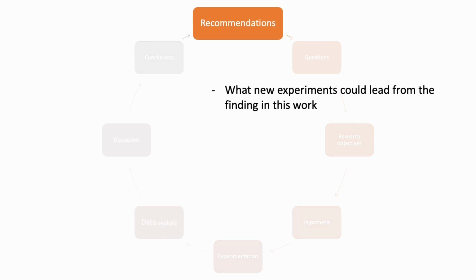From that conclusion, we now change the top box into recommendations. So what new experiments could lead on from what we've just found out in this work? Are there any things that we found out in the experimentation that we realize now there were actually questions we should have asked at the beginning, which we didn't? Same thing, maybe there were objectives that we should have actually looked at, and we should now set a second set of experiments up. But given the time constraints, maybe that's a new degree all in its own.